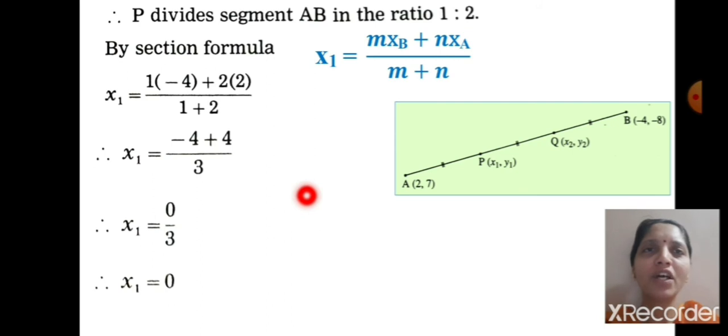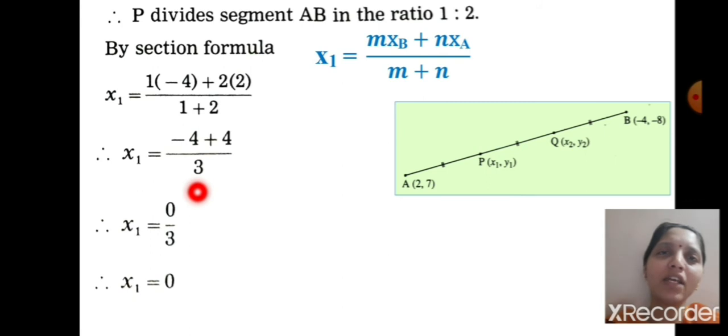So substitute here in this formula. So you will get x1 is equal to, m is 1, so 1 into -4 plus 2 into 2 upon 1 plus 2. Therefore x1 is equal to -4 plus 2 into 2 is 4 upon 1 plus 2 is 3. Therefore x1 is equal to -4 plus 4 is 0, so 0 upon 3, which is nothing but 0. Okay. So we got the value of x1.